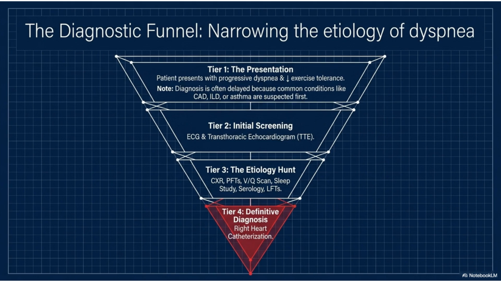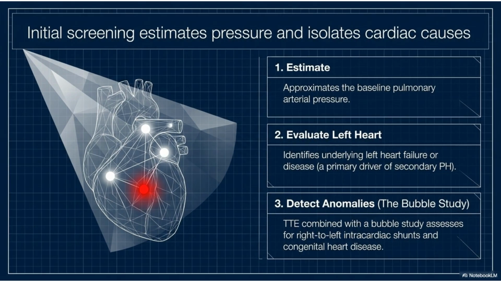It progresses from the initial clinical presentation and screening tests, to the etiology hunt, and finally, to a definitive diagnosis via right heart catheterization. Initial screening with transthoracic echocardiogram, or TTE, estimates pulmonary arterial pressure. It also evaluates the left heart and detects anomalies, such as right-to-left shunts, using a bubble study.